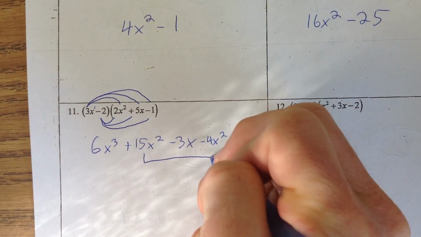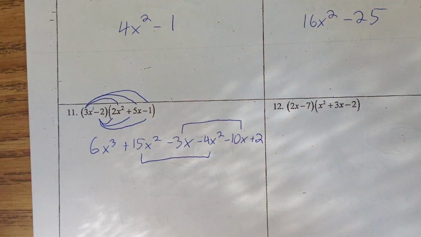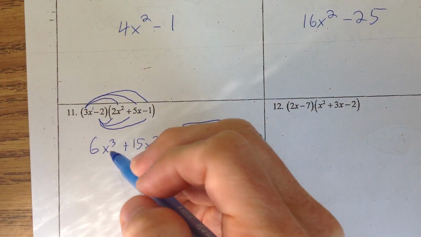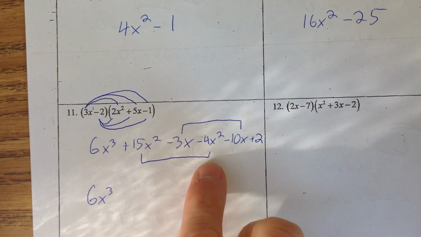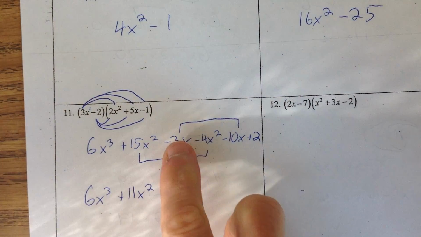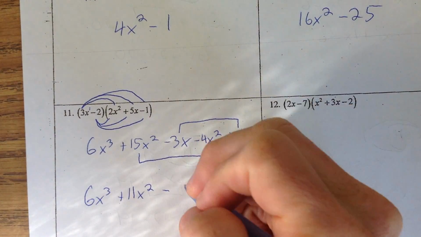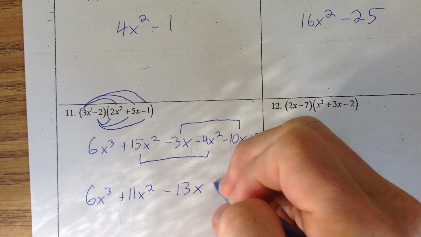We've got like terms right here because they're both x squareds. And we've got like terms right here because they're both x's. So when we combine those, this is just going to come down and stay the same. 15 minus 4 is going to give us plus 11x squared. And then negative 3 minus 10 is going to give us minus 13x. And then the plus 2 is just going to come down.